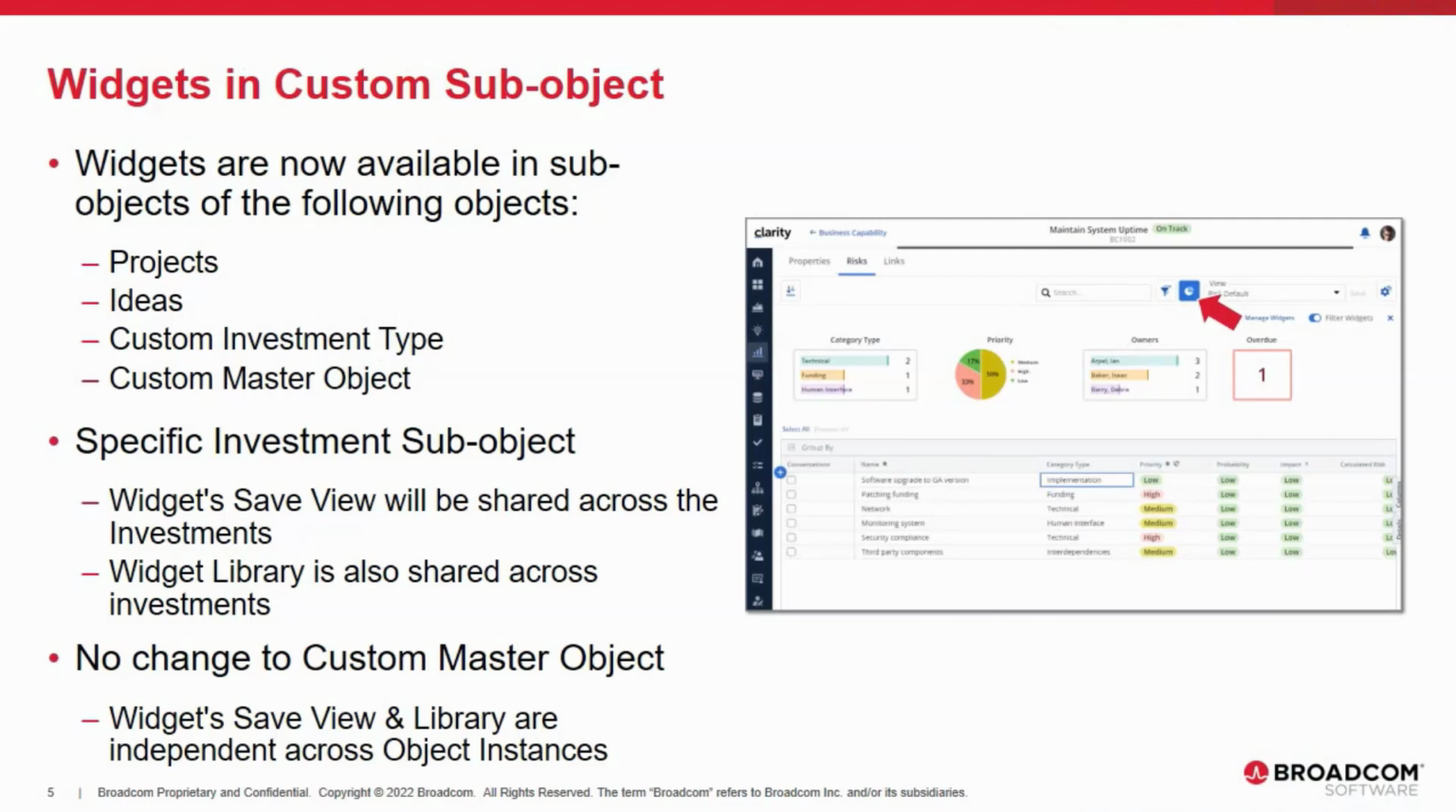investment instances. This means that if I save a widget within the sub-objects view, then going into the parent investment, going to another parent investment and seeing its sub-objects, the same view will be available to me. Similarly, any widget library that is saved will also be shared across the investments and the custom master object. There is no change to the custom master object. That means any widgets saved in the save view or any library that is saved for the custom master object, those will be independent for each custom master object.